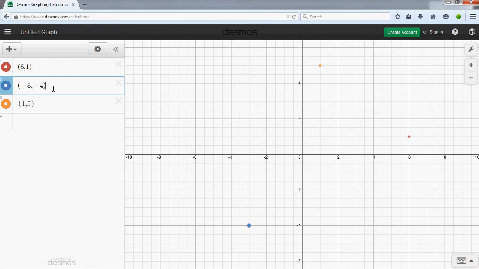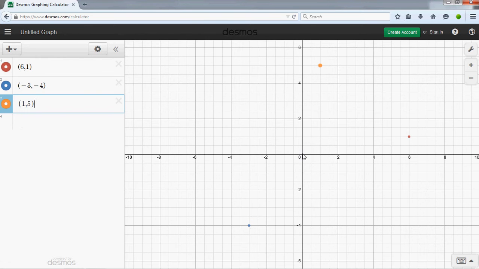This next one, (-3, -4). Well, the -3 is the x-axis, so in the negative direction we go 1, 2, 3, and -4 in the negative direction on the x-axis, 1, 2, 3, 4, and we end up right here.